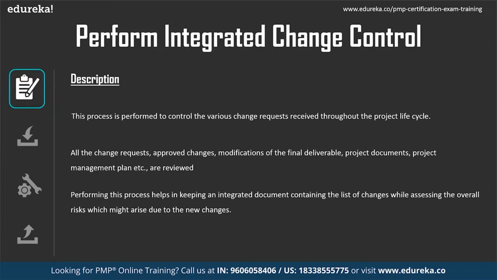There is something called the 7 R's of change, which we discuss while doing service management. That is, who raised the change, what is the reason for the change, what is the return from the change, risks of the change, responsibilities for the change, and so on. Likewise, we define 7 R's, and there should be an answer to those 7 R's. This process is performed to control the various change requests received throughout the project lifecycle. All the change requests, approved changes, modifications of final deliverables, project documents, and project management plan are reviewed. Performing this process helps in keeping an integrated list of changes while assessing the overall risks which might arise due to the new changes.